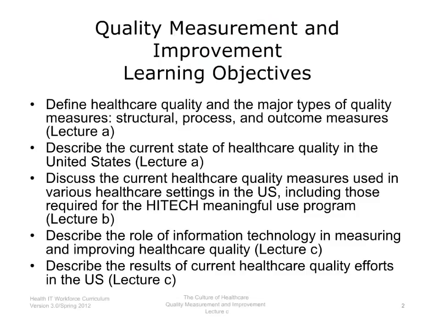The objectives for quality measurement and improvement are to define healthcare quality and the major types of quality measures: structural, process, and outcome measures. Describe the current state of healthcare quality in the United States. Discuss the current healthcare quality measures used in various healthcare settings in the United States, including those required for the HITECH Meaningful Use Program. Describe the role of information technology in measuring and improving healthcare quality. Describe the results of current healthcare quality efforts in the United States.